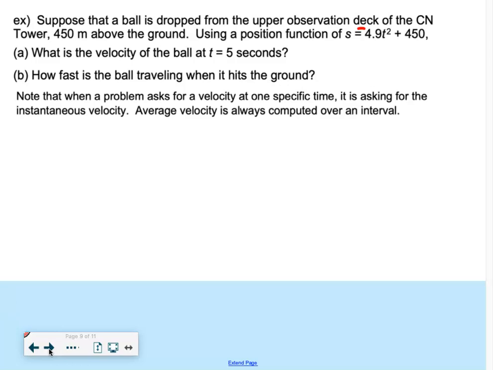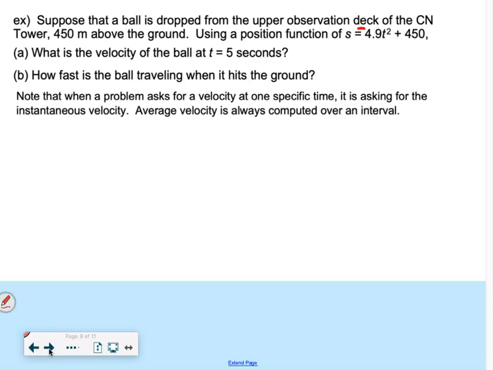Okay, so the tower is 450 meters above the ground. We are dropping the ball from the top, the observation deck, and that's our position function: negative 4.9 t squared plus 450. We want to know how fast the ball is traveling 5 seconds after we dropped it. So I want you to think about how tall that tower must be for that ball to still be falling 5 seconds after we dropped it, right? Okay. So how fast is the ball going when t equals 5?